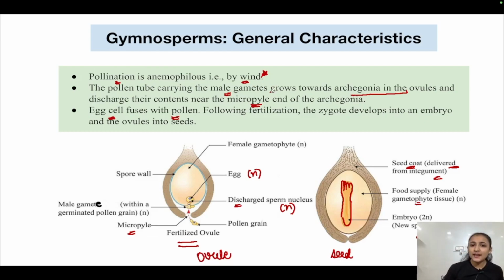So post fertilization, what are the changes that we saw? That these integuments are being converted into the seed coat, and the zygote is being formed and turned into an embryo. Okay, and this embryo is present inside the seeds, and these seeds are not covered by any ovary wall, these are naked seeds and the ovules are also naked.